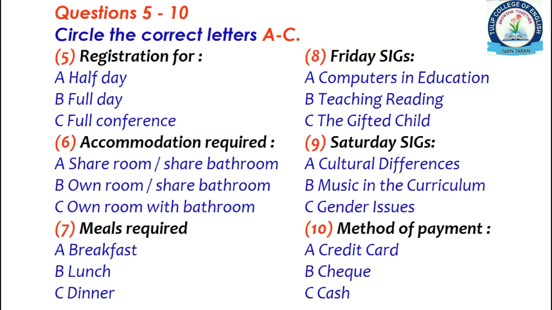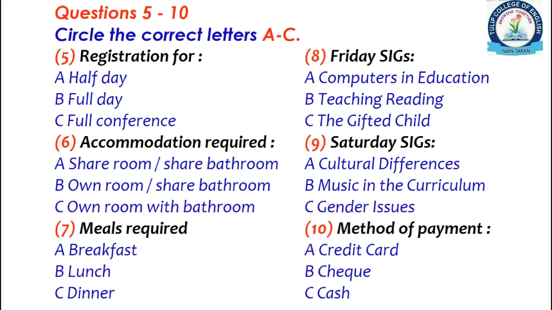Perfectly okay. Now, a couple of other things. There are a number of special interest groups organised. They're known as SIGs, and you're asked to nominate your preference. They'll take place on the Friday afternoon and Saturday morning, but they're filling up quickly, which is why you need to nominate now. Right. What are the SIGs? Well, there are 6 altogether. Let's see. On Friday you have a choice between computers in education or teaching reading skills. Or a session on catering for the gifted child.